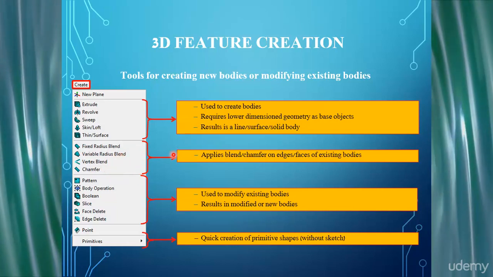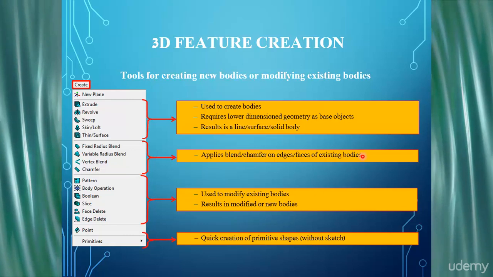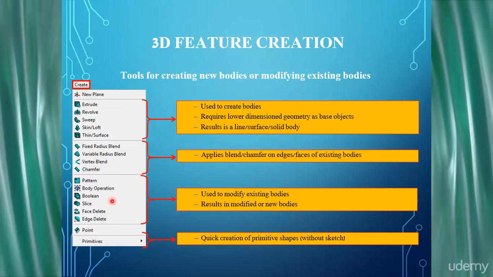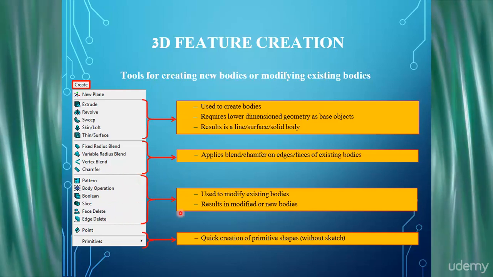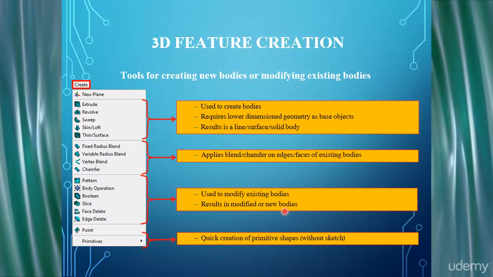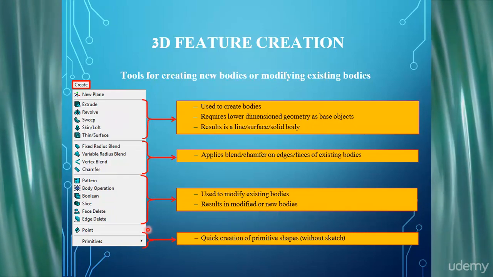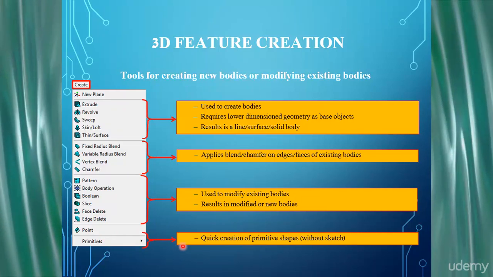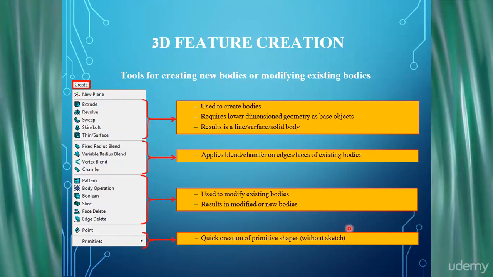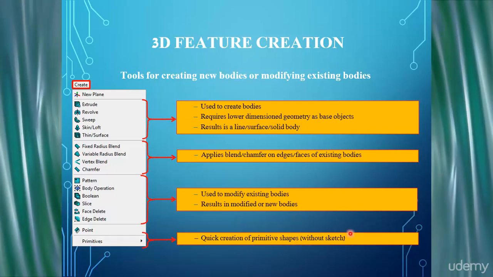We can apply blends or chamfers, which are applied to existing bodies by assigning them to edges and faces. And we can also modify using the third set of tools. We can modify existing bodies to result in modified or new bodies as well. We've also got an option, primitives, at the bottom here, which allows a quick creation of some primitive shapes without having the need to generate the sketch in advance.